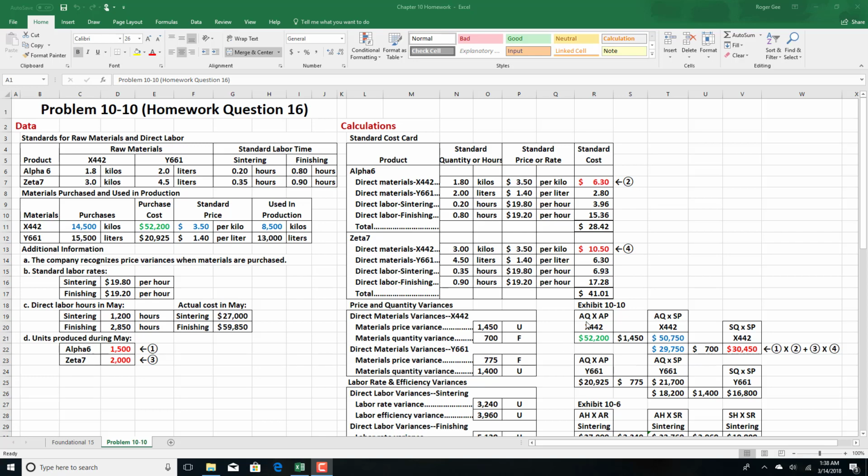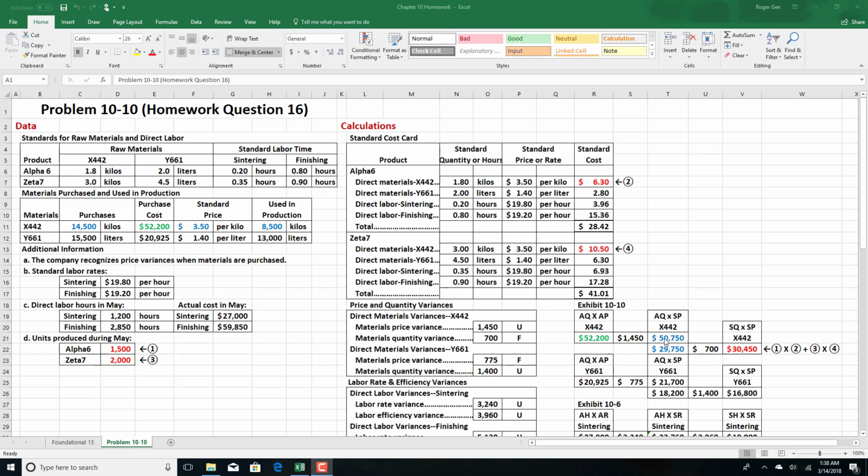The first thing is the actual quantity times the actual price. That 52,200 right there was the purchase cost of this particular material, 52,200. That's where we got that from, and a cell-based formula works in that area. Then this one is the actual quantity times the standard price, and this also has to do with the purchase.